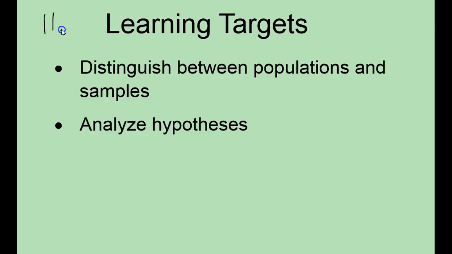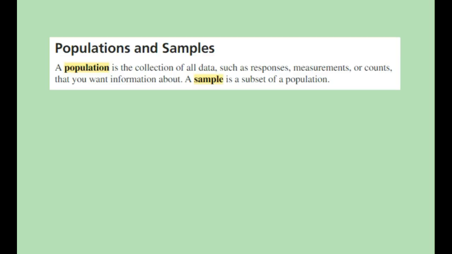Alright, here we're looking at section 11.2. We only have two learning targets this section, so first we're going to distinguish between populations and samples, and then we're going to analyze some hypotheses. So the first thing we need to figure out is what is a population and what is a sample.